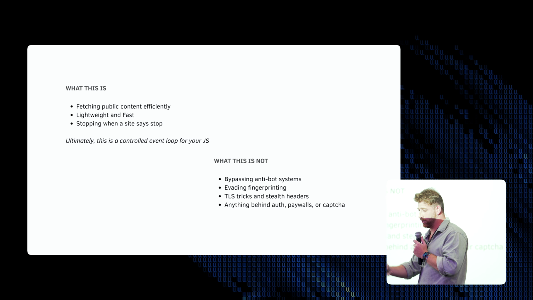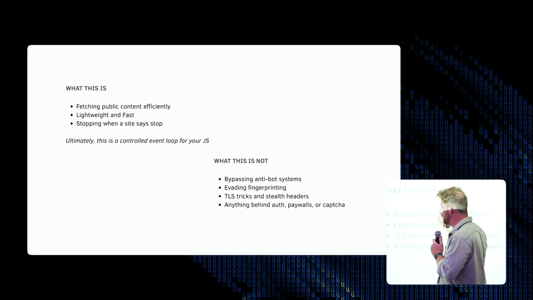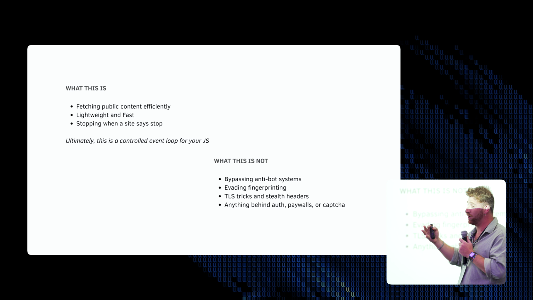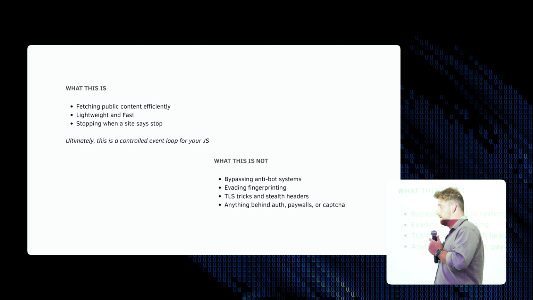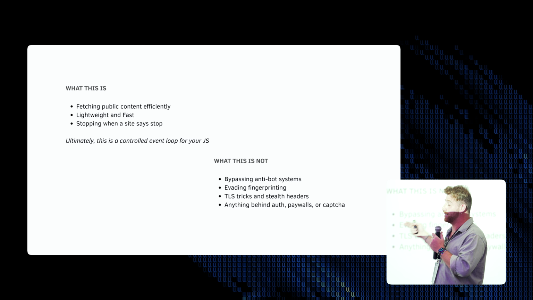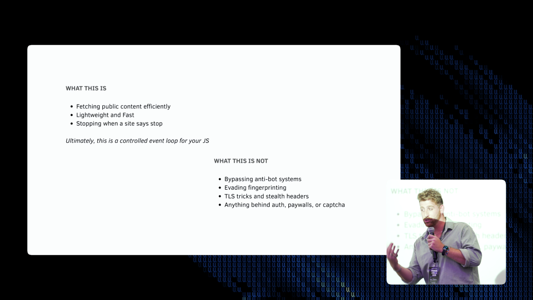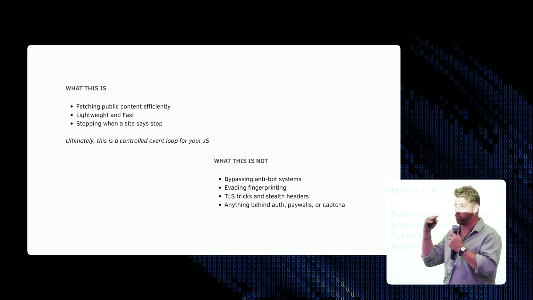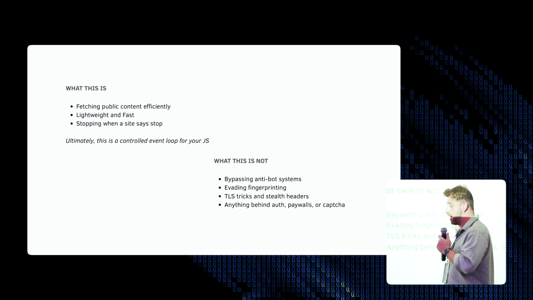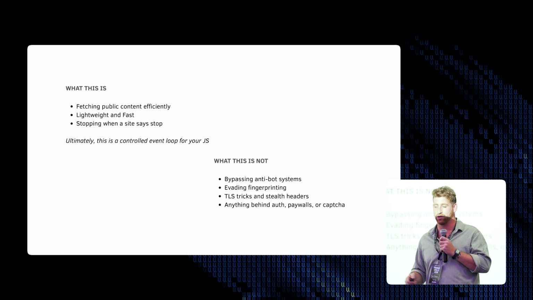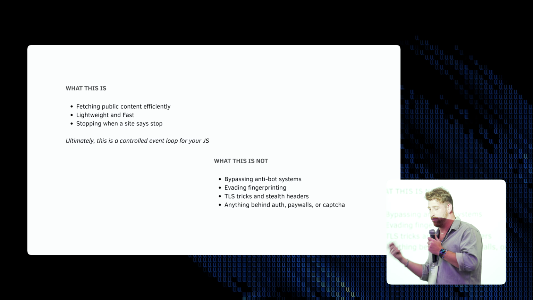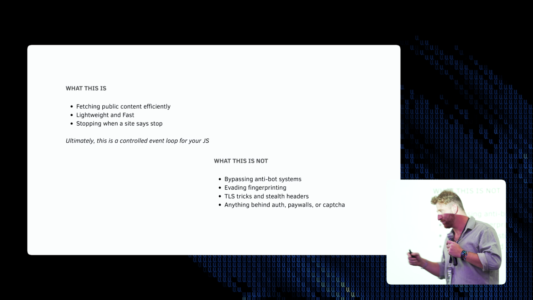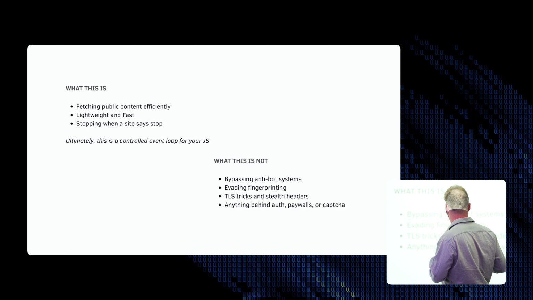And to understand, we talked about limitations. So what this is basically doing is fetching public content efficiently. It's lightweight, it's super fast, and it stops when a site says to stop. A lot of times the site says to stop, and when you stop like that, you can get more content that they don't throw out. It's not bypassing anti-bots, and it's not fingerprint evading. It's because I need to get most of the web. This is the method that I chose.